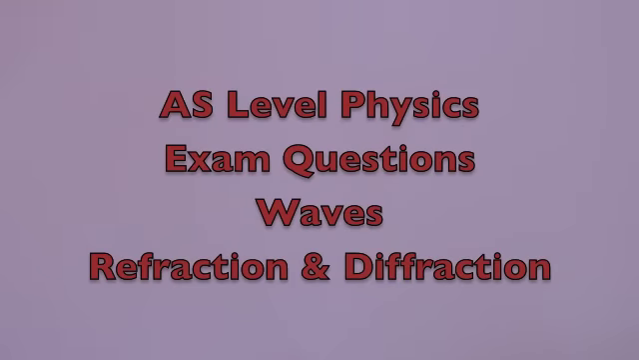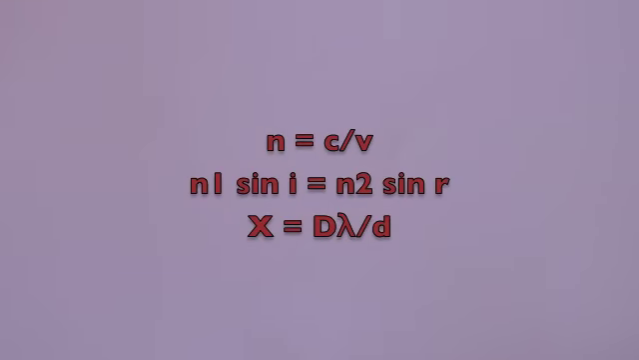Hello, today I'm going to work through a set of questions that you might typically get in an AS level physics exam on waves. The formulae we will need are n equals c over v, where n is the refractive index of a material, c is the speed of light in air, or more accurately in a vacuum, and v is the speed of light in that material.